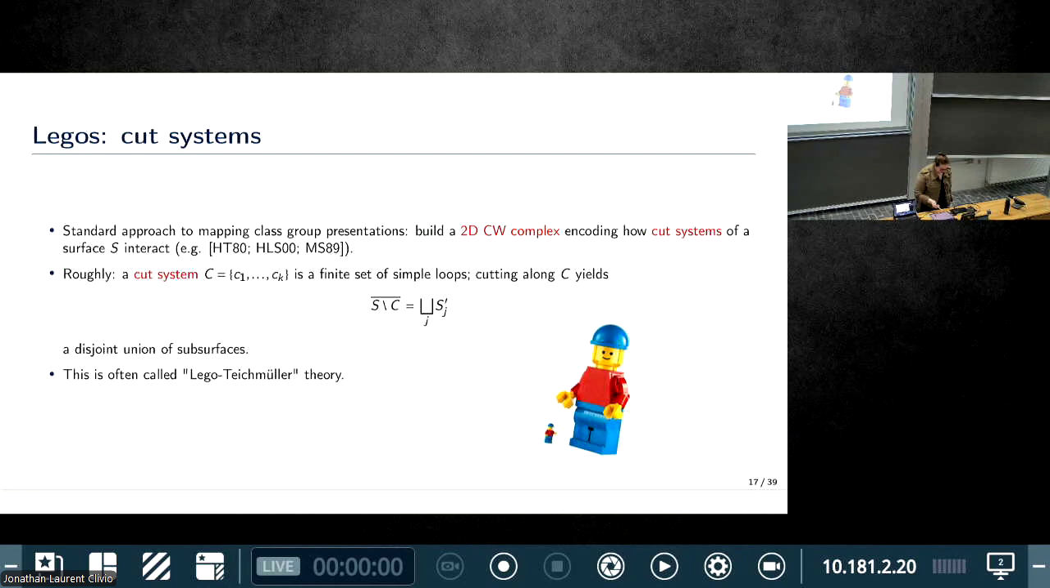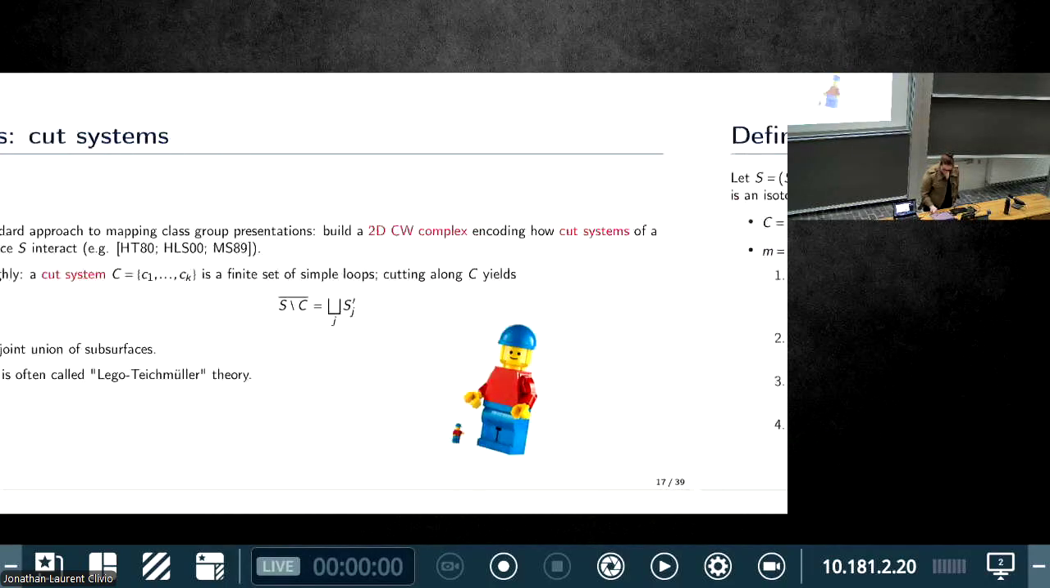So again, what we're going to be doing is using what I just showed you, and then something called a cut system. So the standard idea, or the Lego part of this talk, is to build a two-dimensional CW complex encoding how you can cut a surface into pieces. So roughly, and I'll give you a precise definition of what we want, a cut system is a finite set of simple loops on the surface, up to isotopy, so that if you cut along those loops and take the closure, you get a disjoint union of subsurfaces, right? And that's the Lego part.